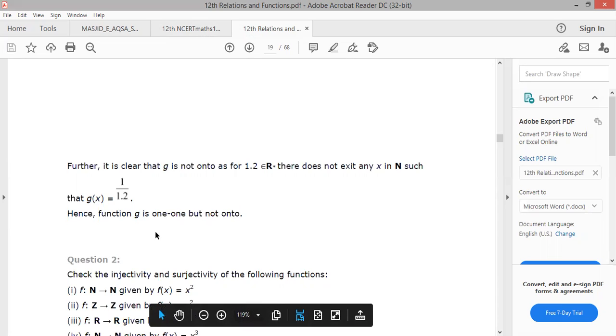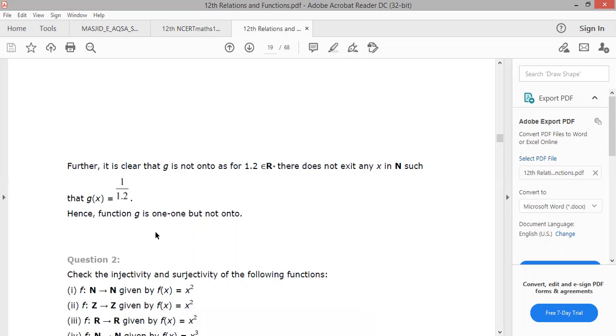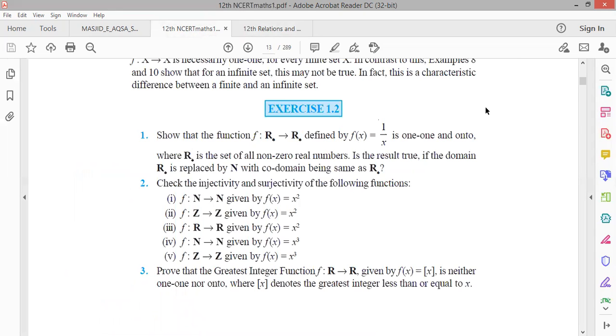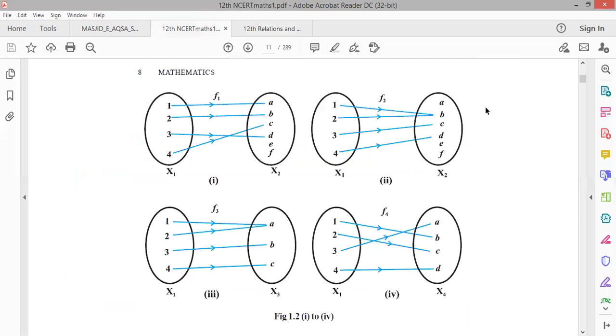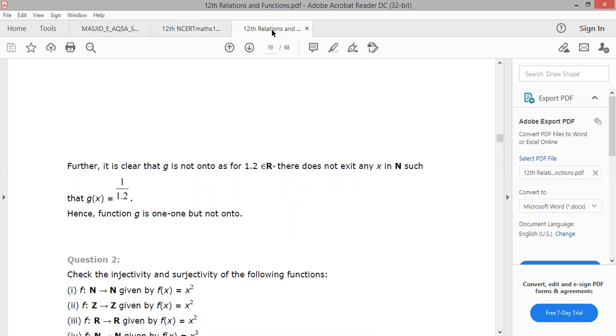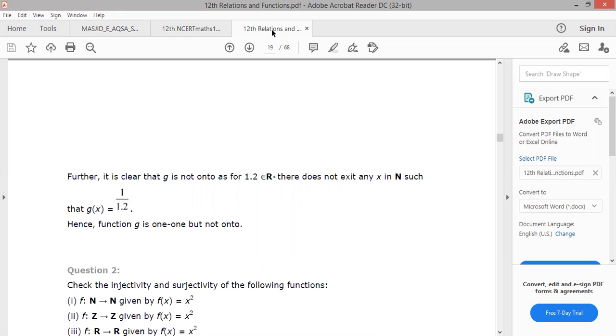So I hope that you got it very well. We have described these types of functions both ways, with the help of the arrow diagram and with the help of algebraic notations, algebraic definitions. I hope that you got it very well.